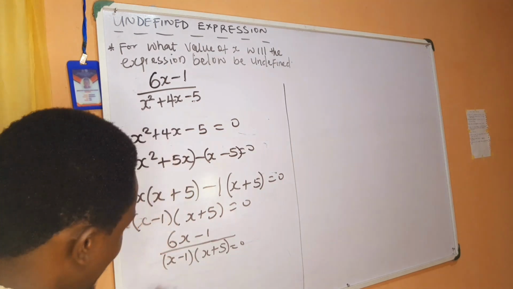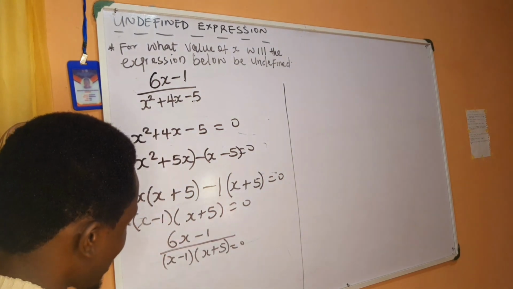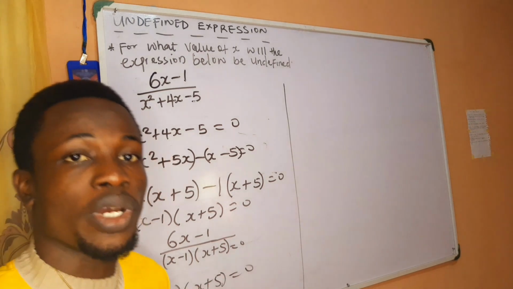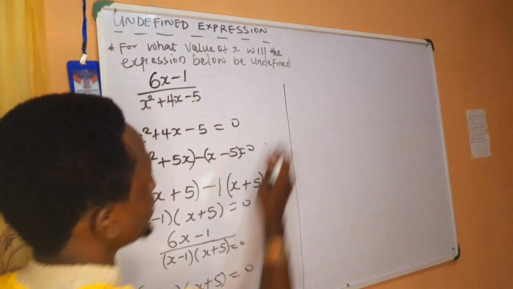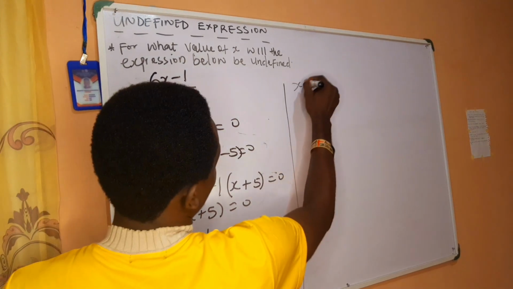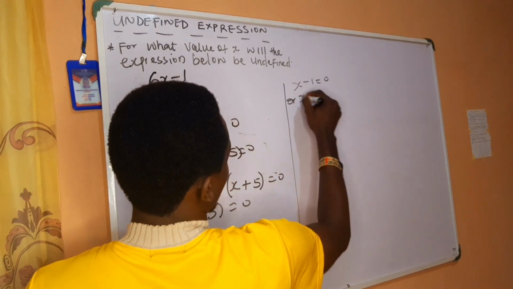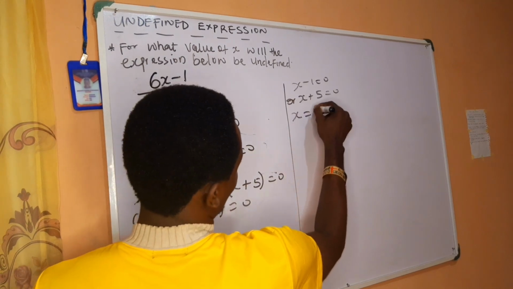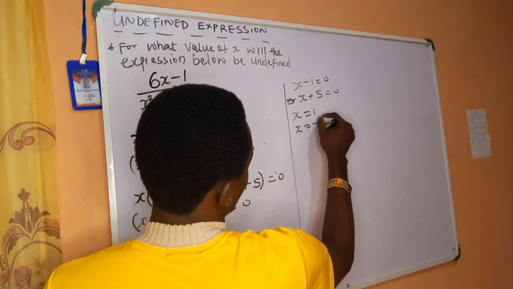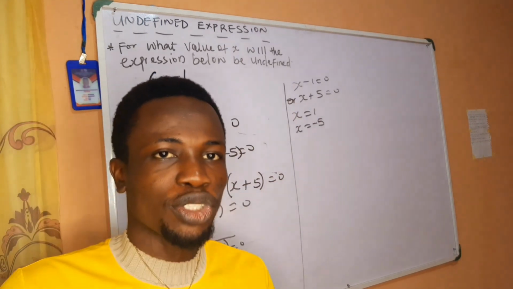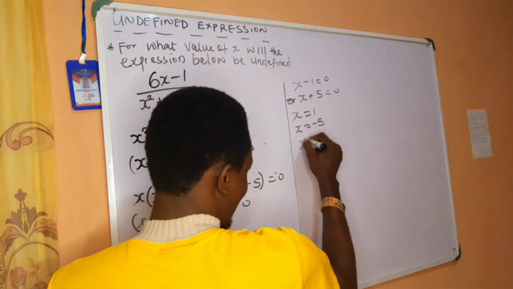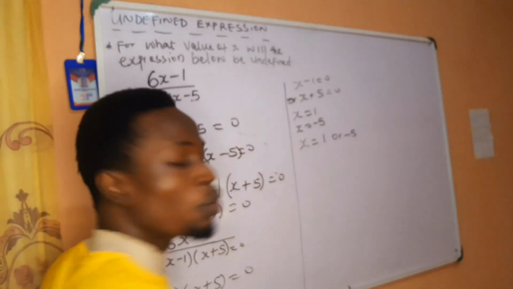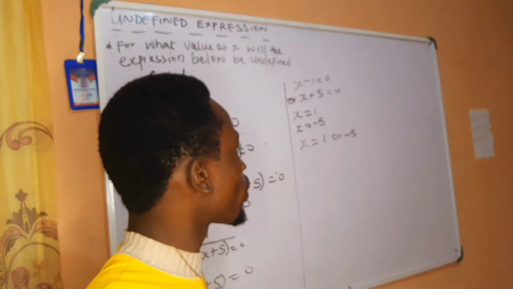So what it simply means is that the denominator, x minus 1 and x plus 5, is equal to 0. Simplifying here, you're going to have x minus 1 is equal to 0, or x plus 5 is equal to 0. And going further, you're going to have that x is equal to 1 and x is equal to negative 5. That means for this expression to be undefined, x must be equal to 1 or negative 5. It doesn't need to have both. Just one of them is needed.